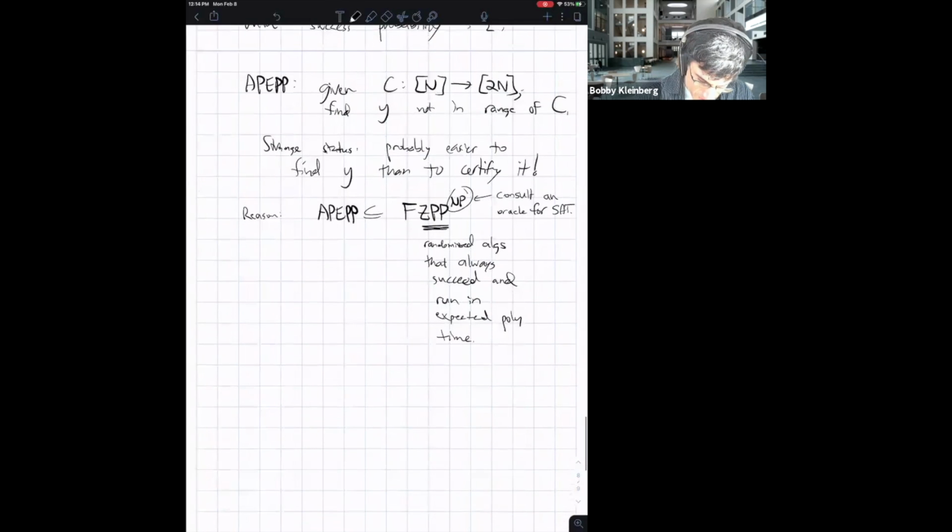Okay, and if you don't like randomization, the standard argument of Adleman for converting randomization to advice strings shows this is also in FP to the NP with polynomial advice. So that means that in some sense, APEPP is probably easier than the problems in TFNP. It's just not easy to verify when you have a correct solution to one of them.